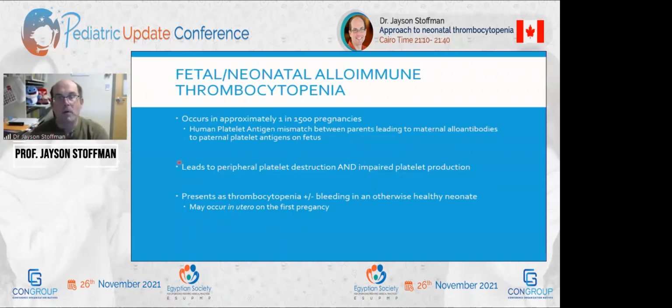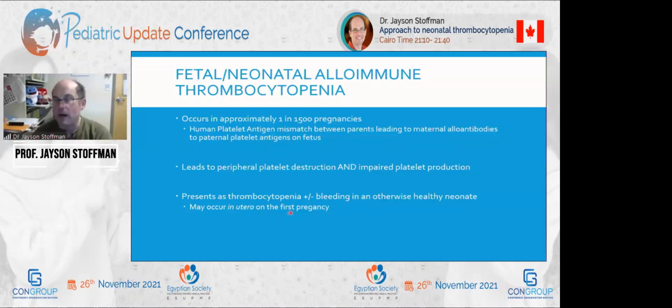What we are learning more and more with FNAIT, as well as all the other autoimmune thrombocytopenias, is that it isn't just peripheral platelet destruction. We are definitely seeing there's impaired platelet production. The antibodies have an impact on the megakaryocytes, on the platelet precursors in the marrow. So it is a combined problem, which is, going back to the very beginning of what I started talking about, the nice, easy dichotomy of impaired production versus increased consumption doesn't always hold for the immunologic. The big thing for NAIT is this is thrombocytopenia with or without bleeding in a baby who's otherwise healthy.